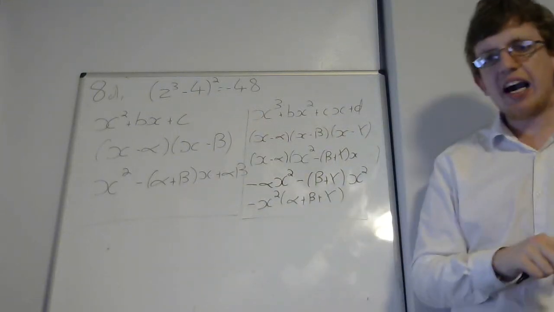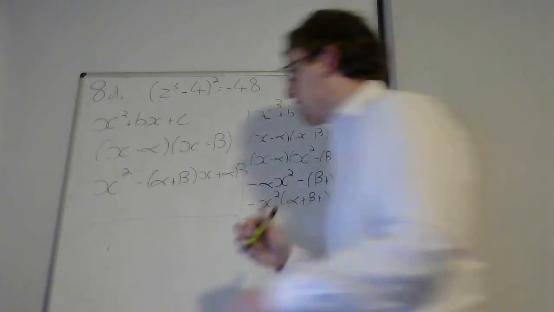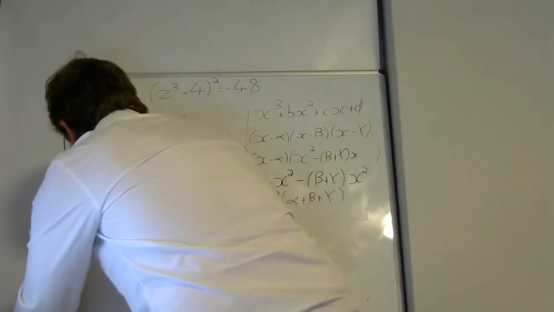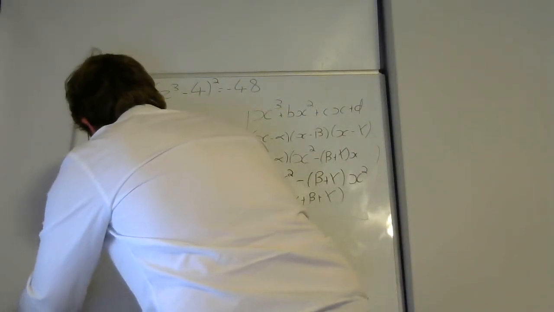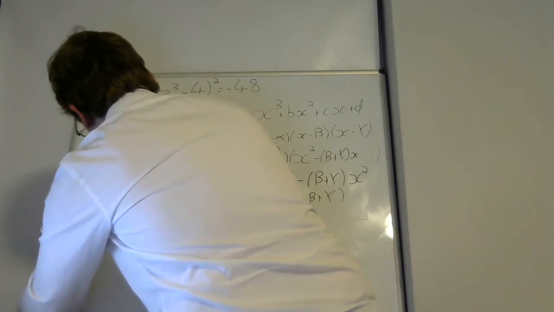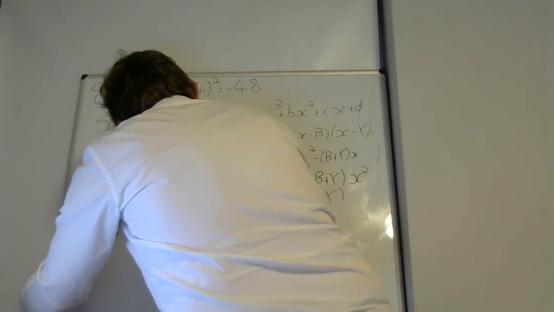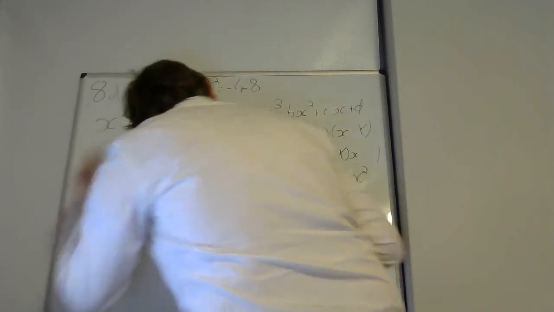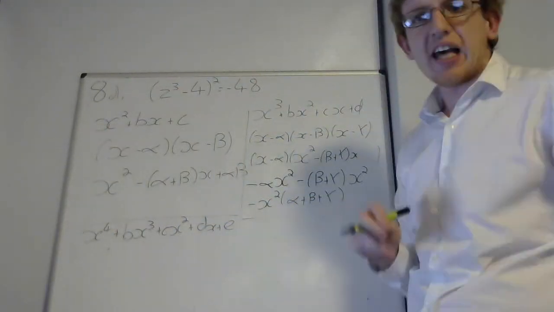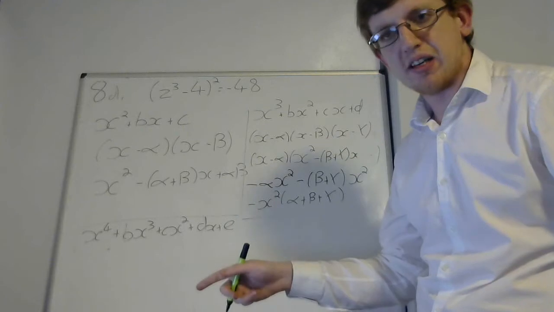So let's have a look at a quartic. That's a power 4. So x to the 4 plus a x cubed, I'm going to call that b, bx cubed plus cx squared plus dx plus e. Let's say it has roots alpha, beta, gamma, delta, all right?